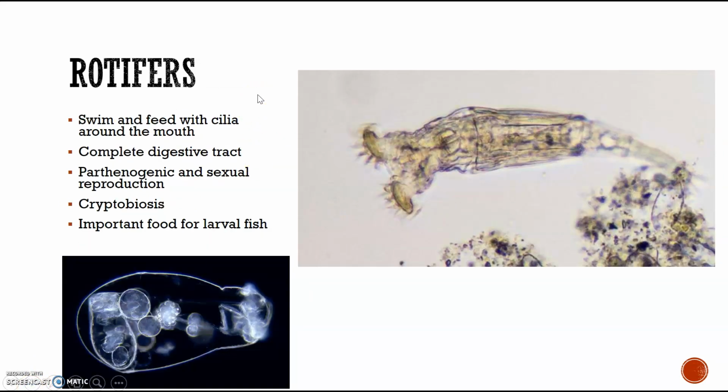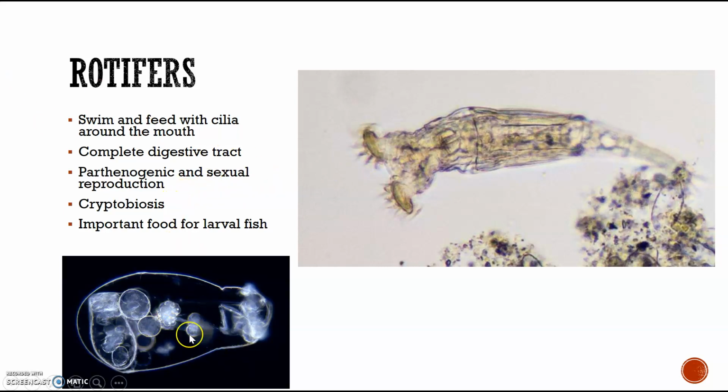Rotifers, these are microscopic organisms or near microscopic organisms. They swim and feed with these cilia around the mouth, all right, that appear to be rotating around the mouth, hence rotifers. They have a complete digestive tract with a mouth and an anus. They are parthenogenic and sexual reproducers, meaning that they will reproduce by basically budding, where a piece will break off and become a new organism, or they will actually mate with another rotifer and undergo sexual reproduction.